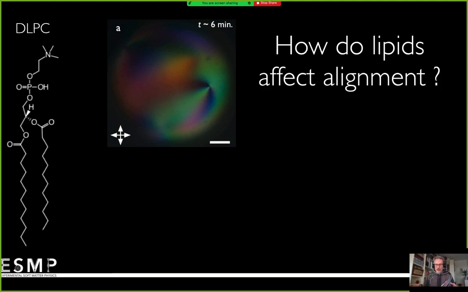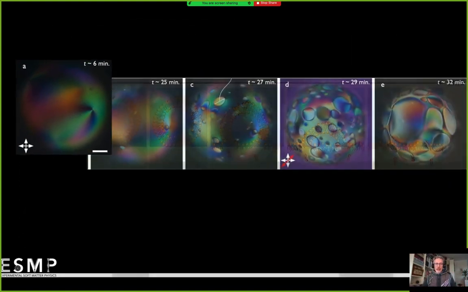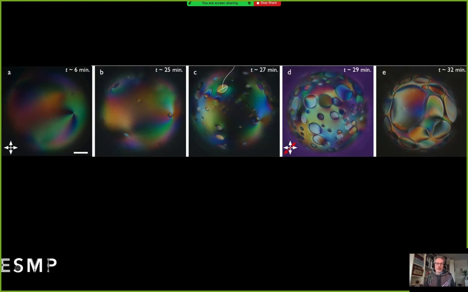We add lipids in the form of liposome solution, and we thought we would get a similar type of continuous transition. So this is kind of a cartoon of what's happening. We're adding a liposome solution, the liposomes adsorb on the shell, and the lipids spread on the shell. And we saw a very, very different transition.